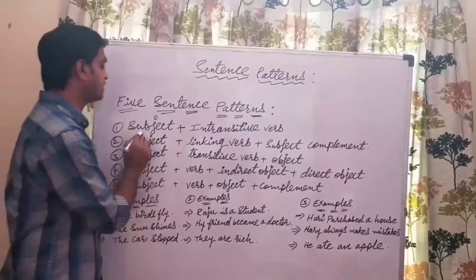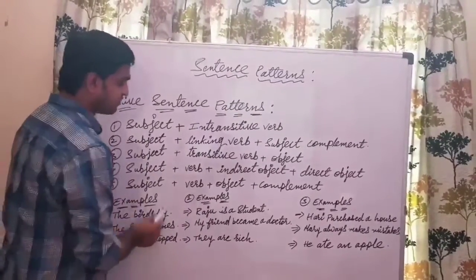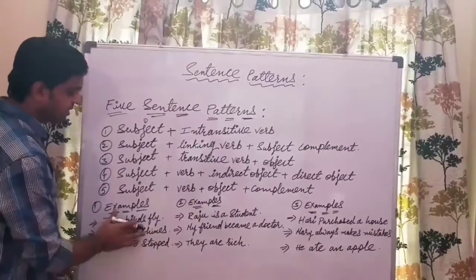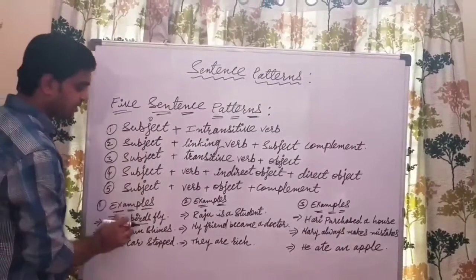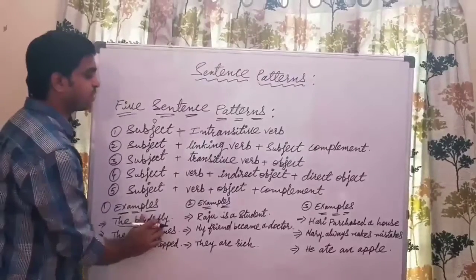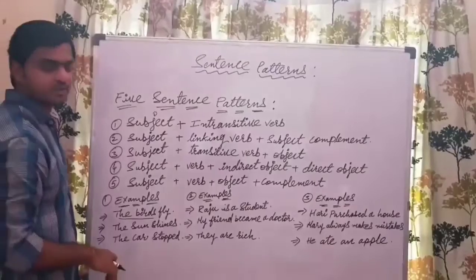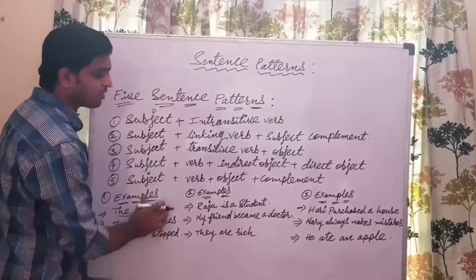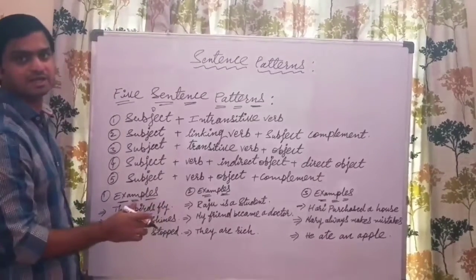If you go through the first example here, what are we having? The birds fly. If you see, the birds is what we call the subject. So what are these birds doing? Flying. So flying comes under intransitive verb without an object. The birds fly or flying we can tell, but there is no object from where they started flying.